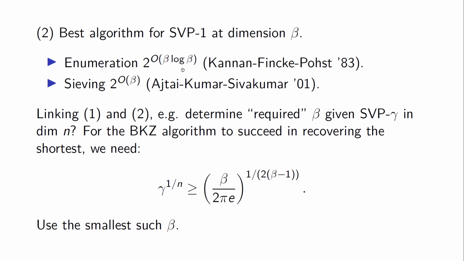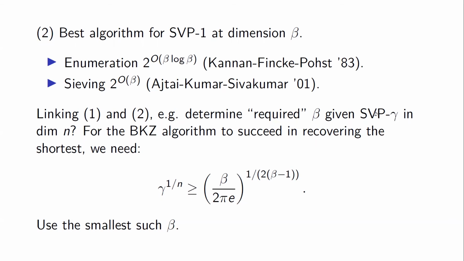There are two types of algorithms, and they differ by their memory usage as well as their asymptotic time. The first type of algorithm is called enumeration. It solves SVP1 at dimension beta in super-exponential time, 2 to the beta log beta. This is the Kannan-Fincke-Pohst enumeration algorithm and its follow-up work. There is a second type of algorithm, called lattice sieving, which is asymptotically better. It runs in 2 to the order beta. However, the memory requirement for the sieving is the same asymptotically, whereas the memory requirement for the enumeration is polynomial in terms of beta. So these two algorithms come in slightly different flavors in terms of memory requirement.